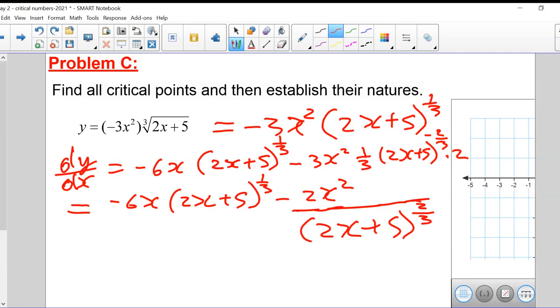Okay, so the minus 2x squared goes on top. I'm just going to make sure I did that right. So that's the 3 times the 3. That cancels out. And that's the 2 times the 2x.